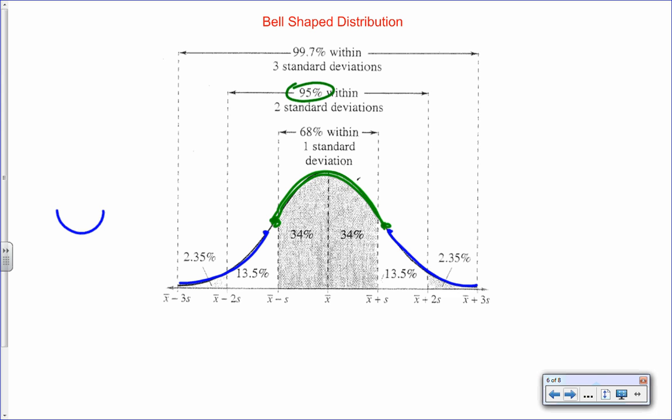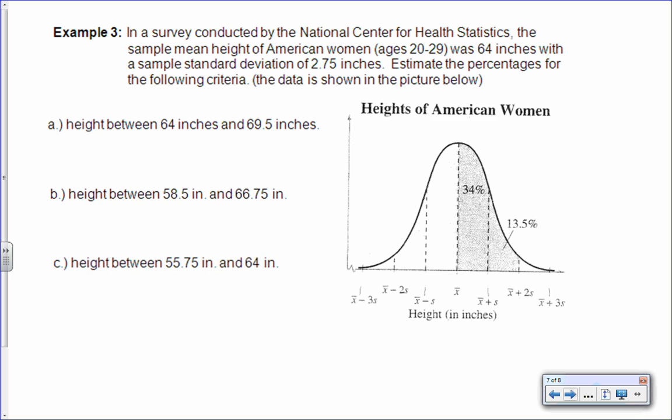All right, here we go. In a survey conducted by the National Center for Health, the sample height of American women is 64 inches. I think that's right. What do you think? Is that right? 64 inches is the average height of American women ages 20 to 29. You think they're a little taller? Now it gives you a standard deviation of 2.73 inches.